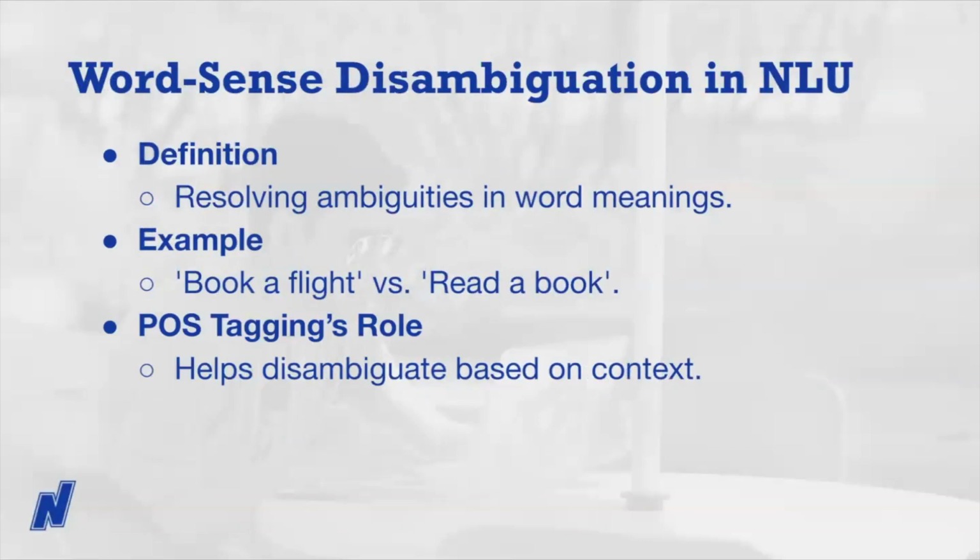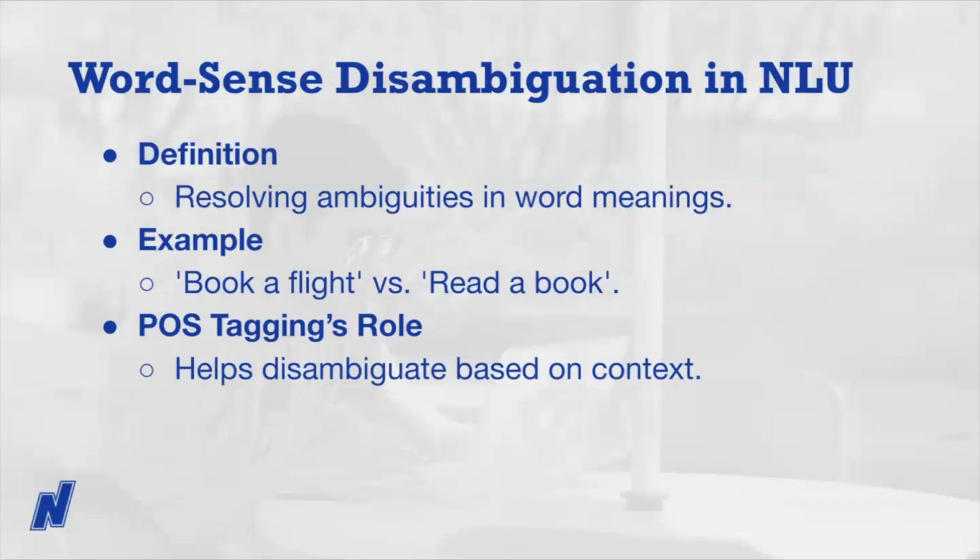So next, let's jump into word sense disambiguation in NLU. A specific challenge within NLU is dealing with words that have multiple meanings. So WSD refers to the process of identifying which meaning of a word is intended for a particular context. For many words in English and other languages, these things are ambiguous, meaning that they can serve multiple functions and have different meanings depending on how they're being used.